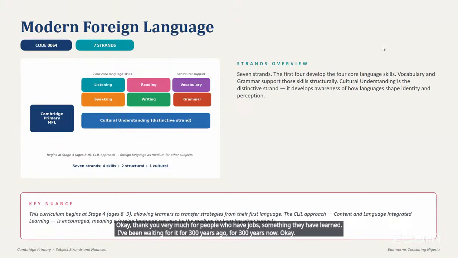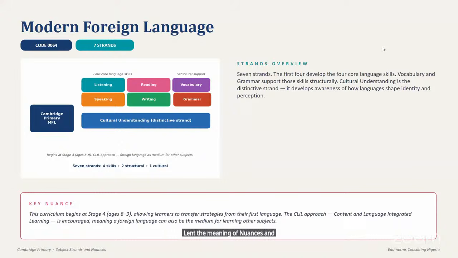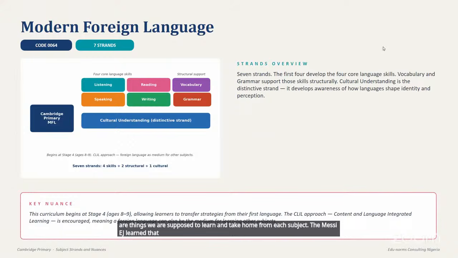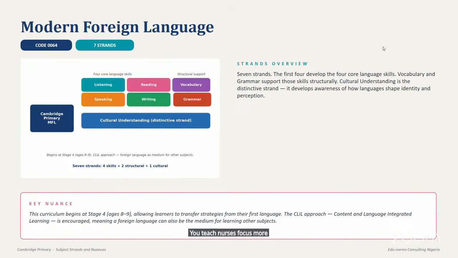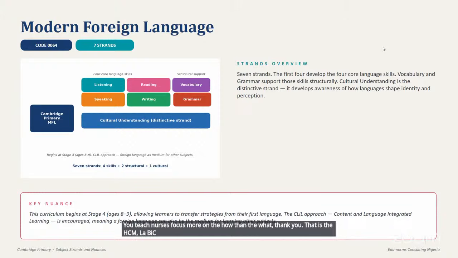Oluwadayo learned the meaning of nuances and strands. Ifunaya learned the meaning of nuances and its importance. Iwo learned that nuances are things we are supposed to learn and take home from the subject. Messi EJ learned that she needs to know the nuances of the subjects she teaches. Nuances focus more on the how than the what. Thank you. Olabisi Akele: strands means different aspects or branches of a subject, in layman's language.